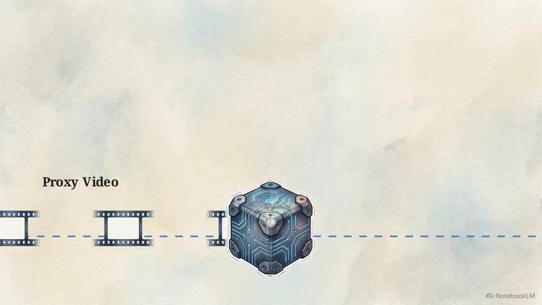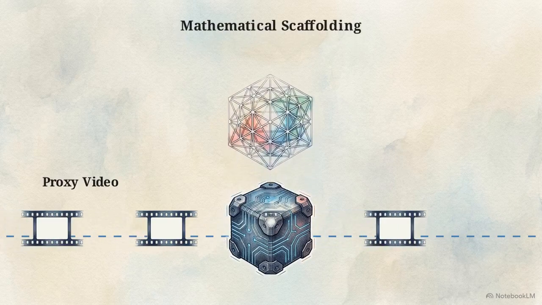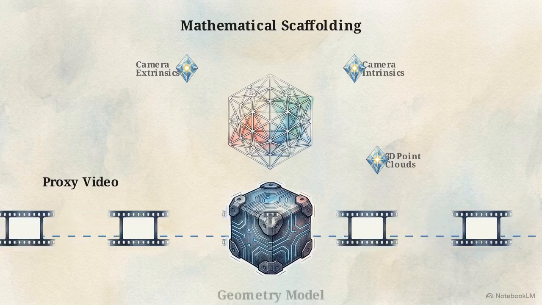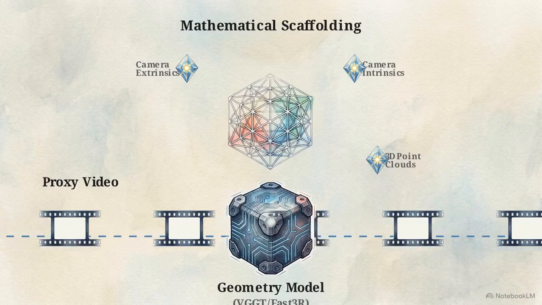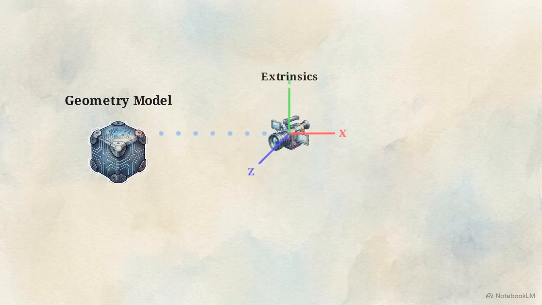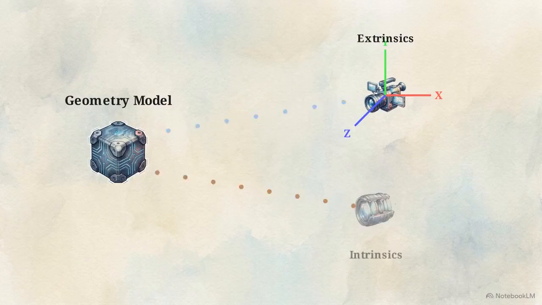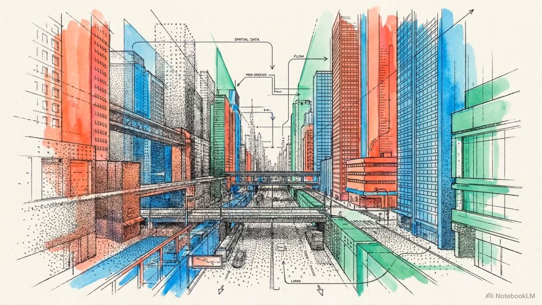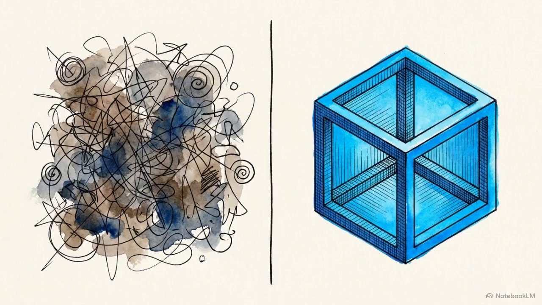The pipeline feeds the proxy video into a large-scale geometry model, like VGGT or Fast3R. This acts as the architectural engine of the system. It analyzes the coarse video and outputs dense, full-frame 3D features. This includes camera extrinsics, tracking position, intrinsics, mapping the lens, and rich point clouds for every single frame in the sequence. But diffusion models process 2D noise, not rigid 3D arrays.